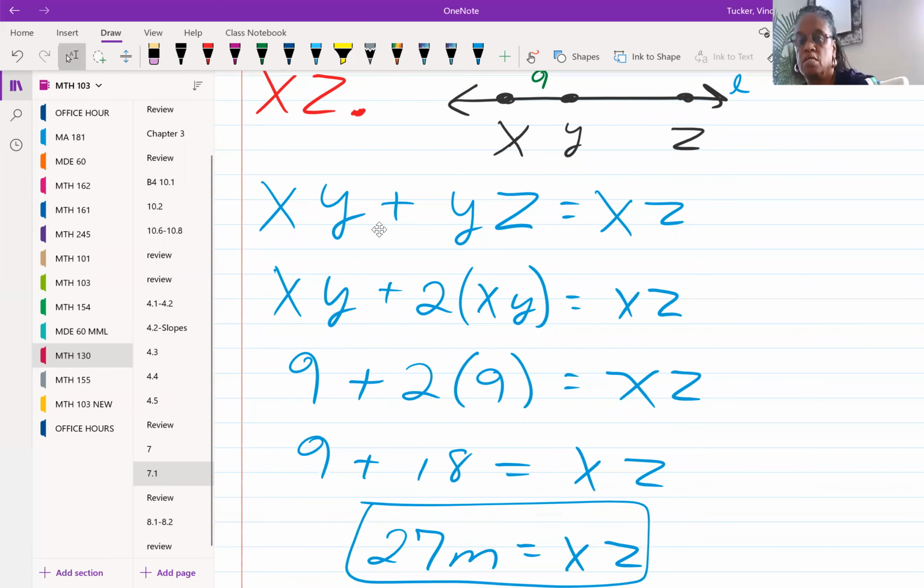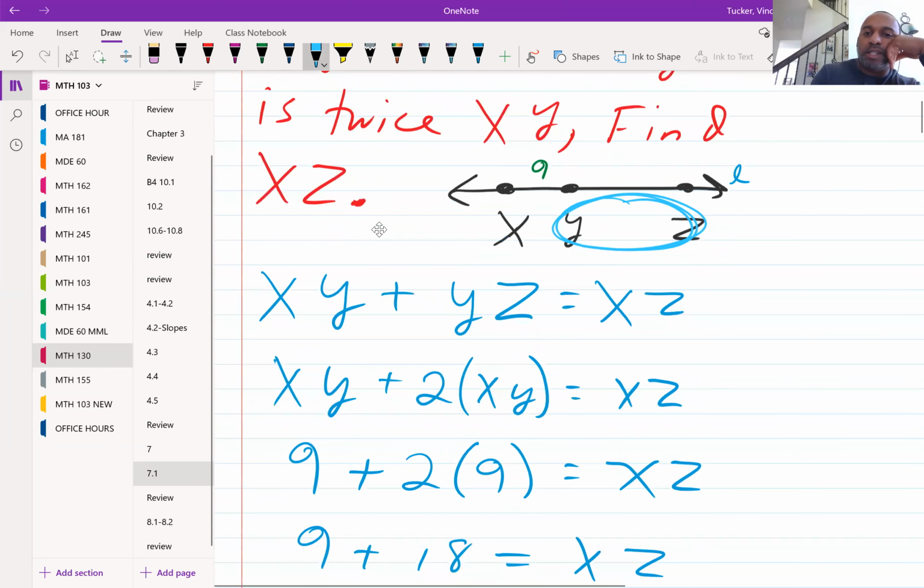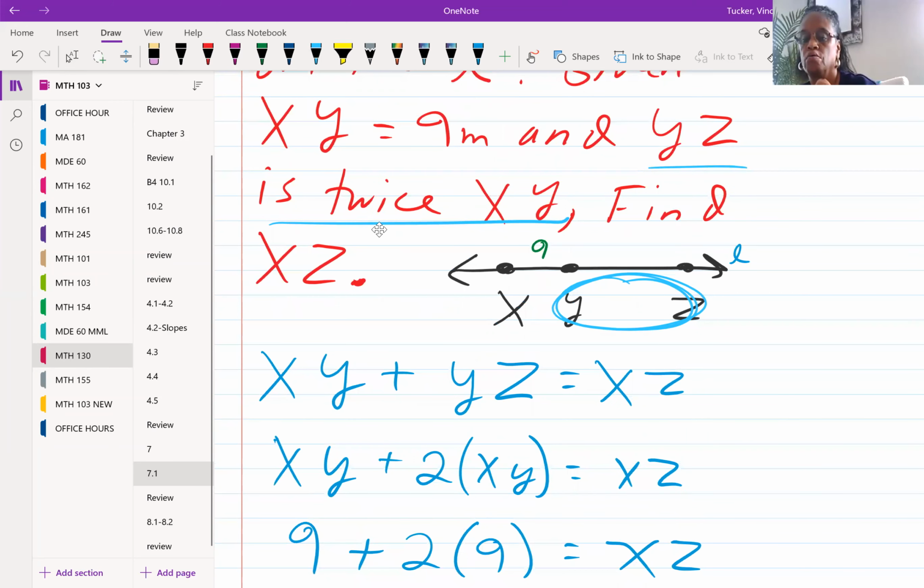So it would have been saying the 9 is the XY, and then it says 2 times 9, so that would have been the X and Z. That's how we would come up with the 27. Well, two times 9 would have been YZ, because it says YZ is twice XY.